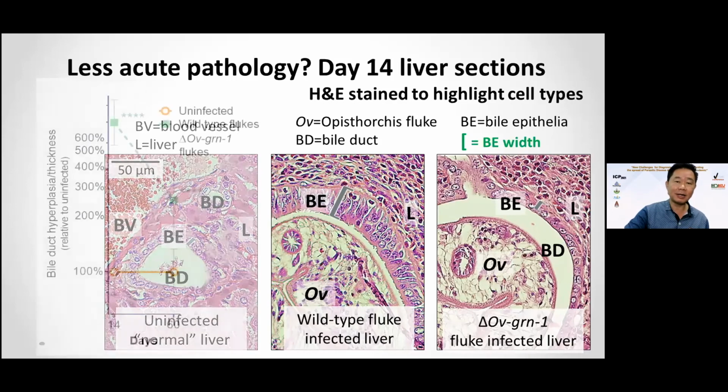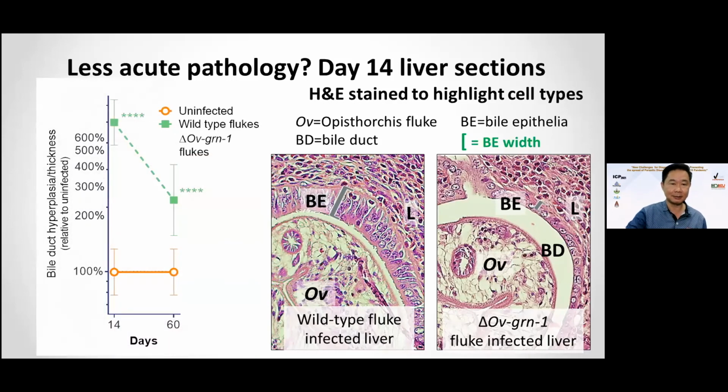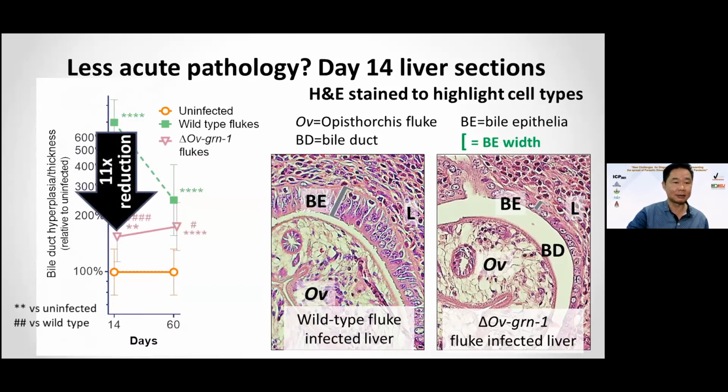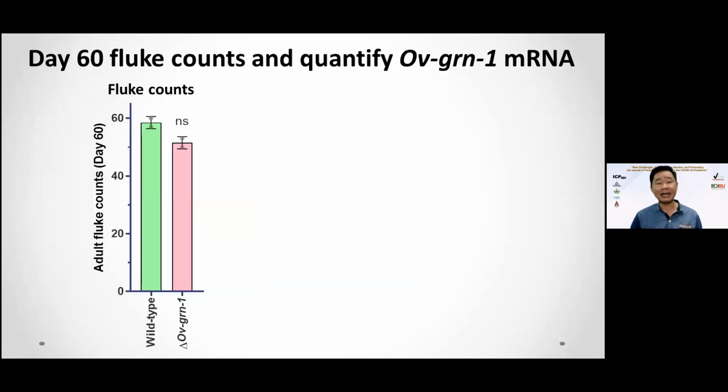So we did further investigation. The thickening of the bile duct is less in the knockout. That means glandulin really plays a role in cell proliferation induction, with about an 11 times reduction. And then at 60 days, people who work with OV pathology would know that at 60 days, the cell proliferation turns into fibrosis.